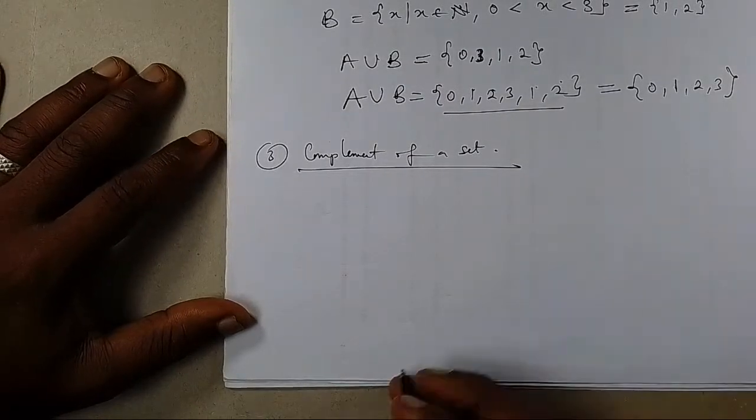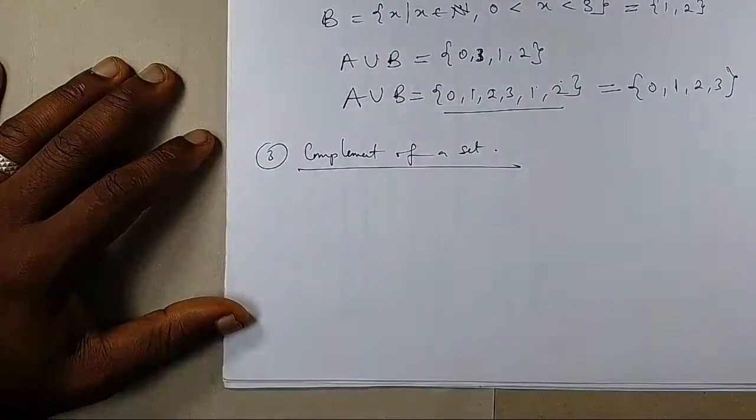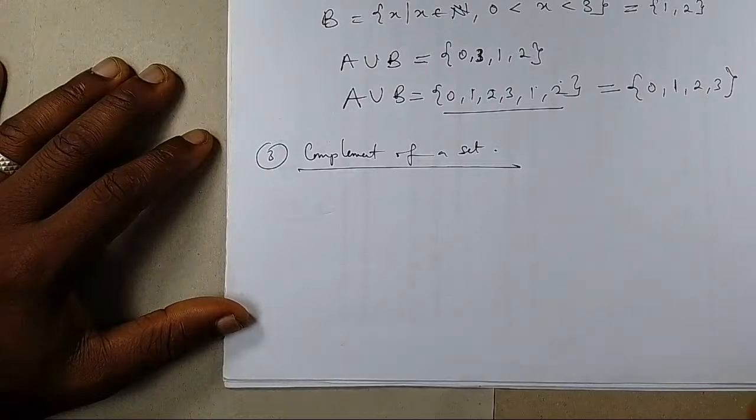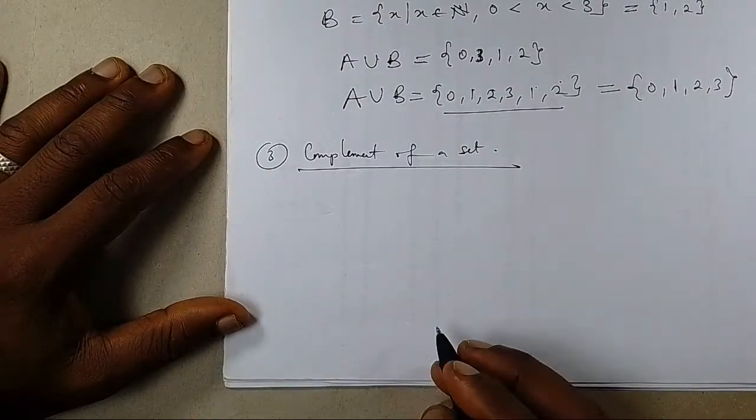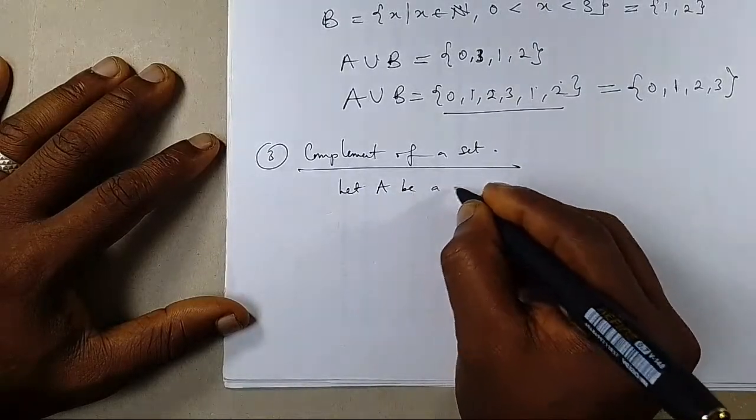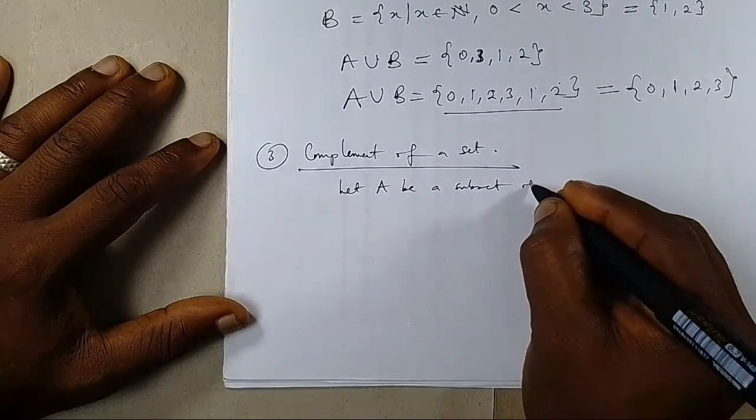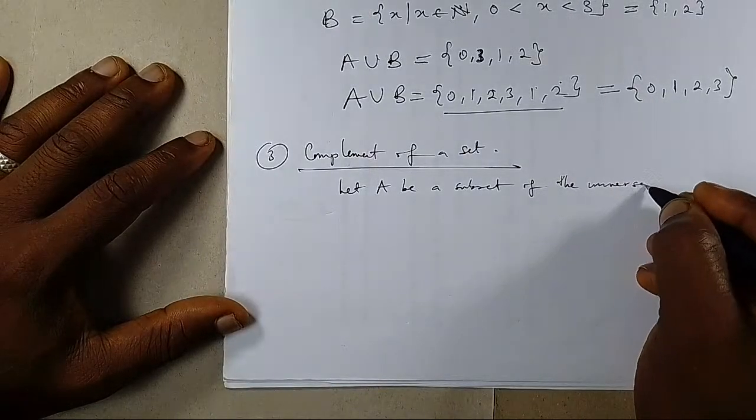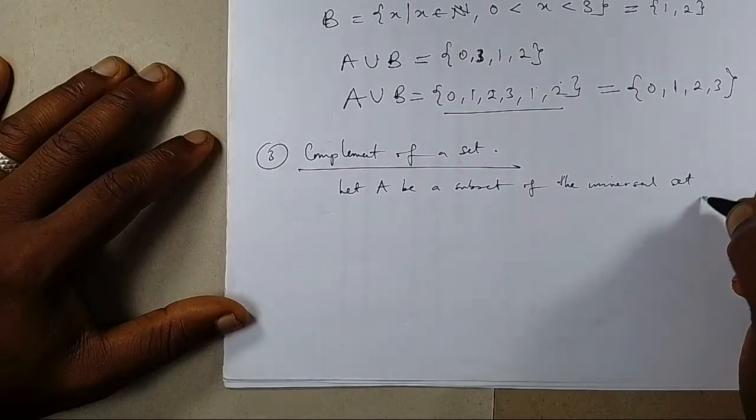So let's go on. If you are looking at the complement of a set, it must be in relation to the universal set or a larger set. Okay, so let A be a subset of the universal set mu.